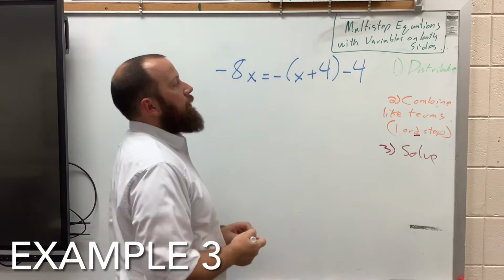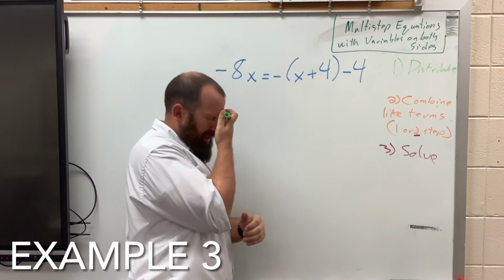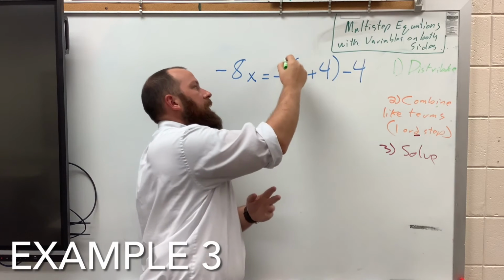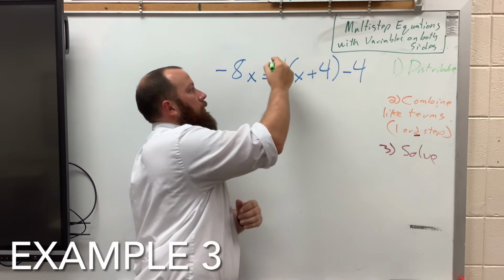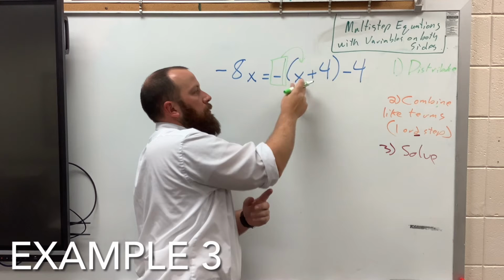So this time, we go through our steps. Distribute. Do we have something to distribute this time? Yes. There's just a negative sign in front, though, is what most people say. That's actually a -1. It's just understood that the 1 is there. So you have to distribute that whole negative into the parentheses.